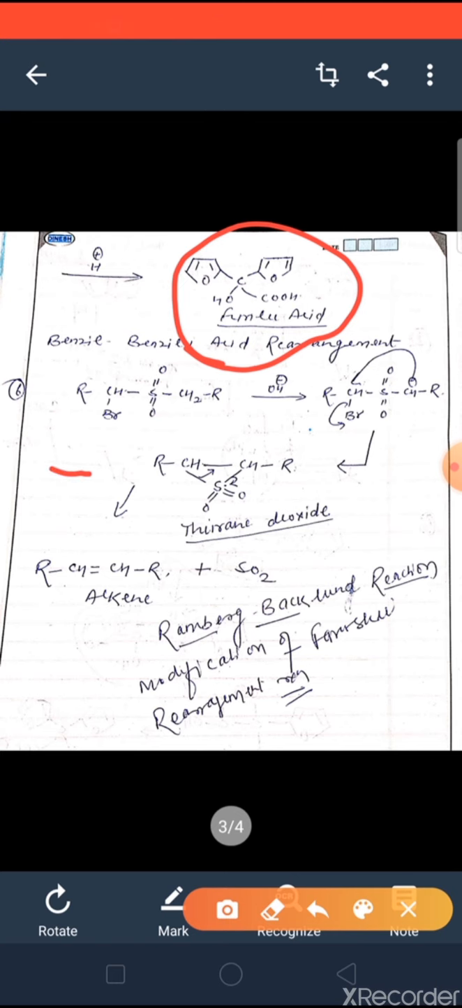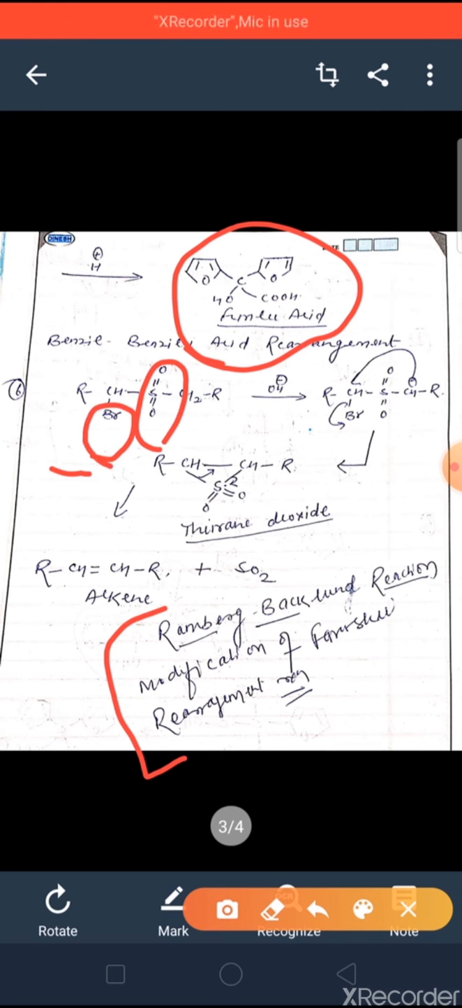Question number 6 is a basic modification of a kind of reaction. Basically, this is a Favorskii reaction, and this is a modification of that Favorskii reaction, which is called the Ramberg-Bäcklund reaction, in which we have an S double bond O group, and alpha to this one we have a halogen.